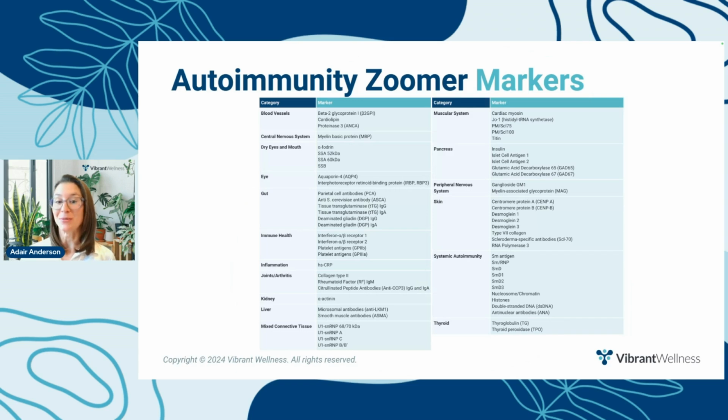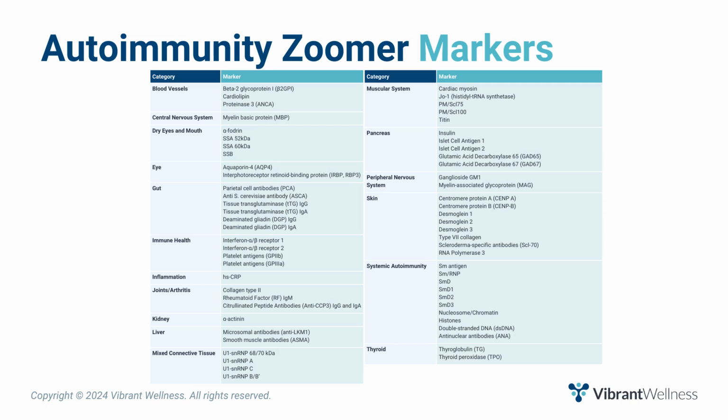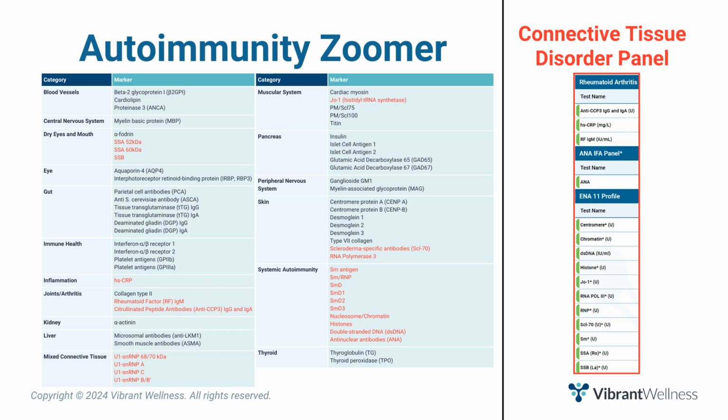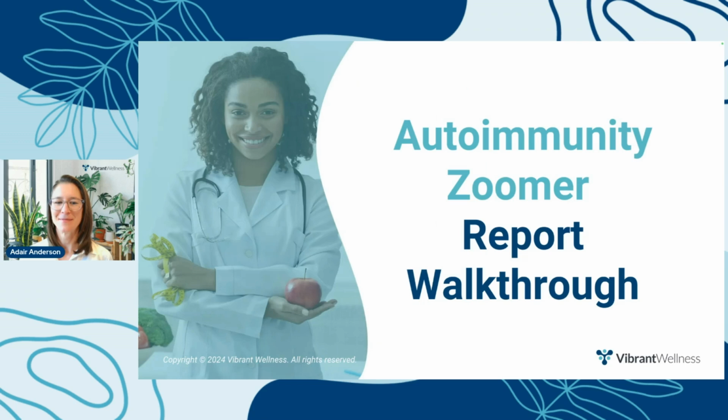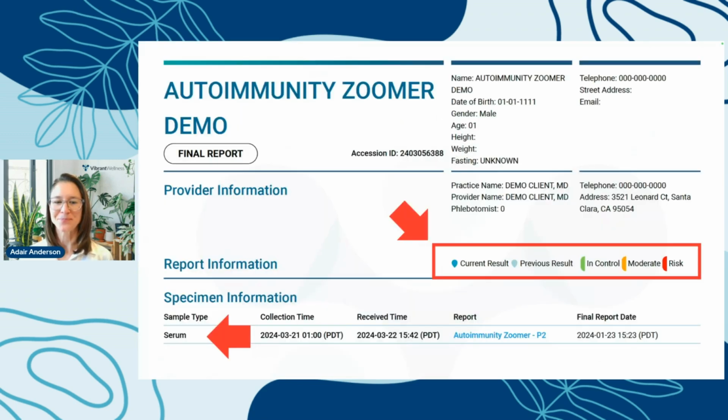The Autoimmunity Zoomer is a comprehensive panel designed to detect and monitor multiple autoimmune conditions by measuring 63 specific autoantibodies and antigens, indicating a variety of systemic and organ-specific autoimmune conditions for an integrated approach to managing autoimmune disorders. Now, if you've ever ordered an extractable nuclear antigen or ENA panel, some of these markers should look familiar. Let's do a quick walkthrough of the Autoimmunity Zoomer report.